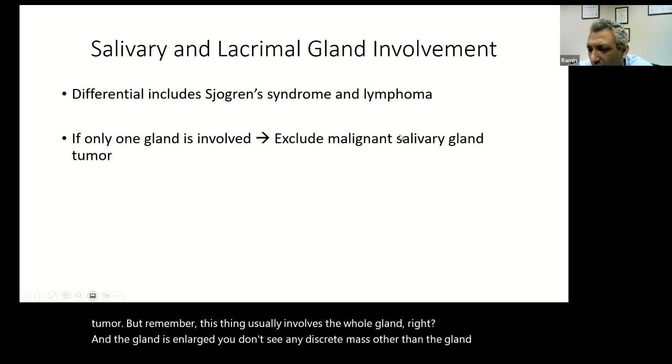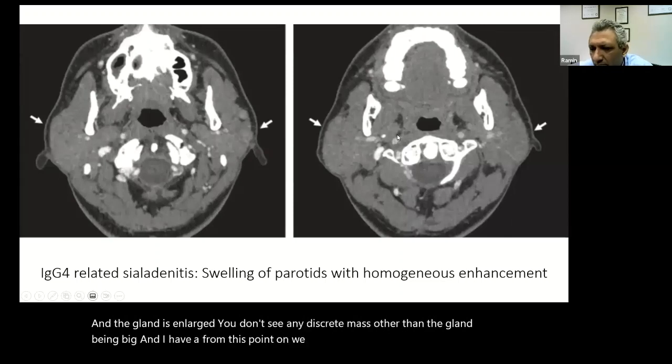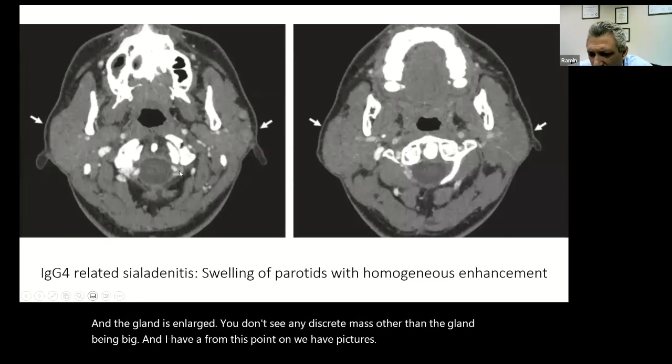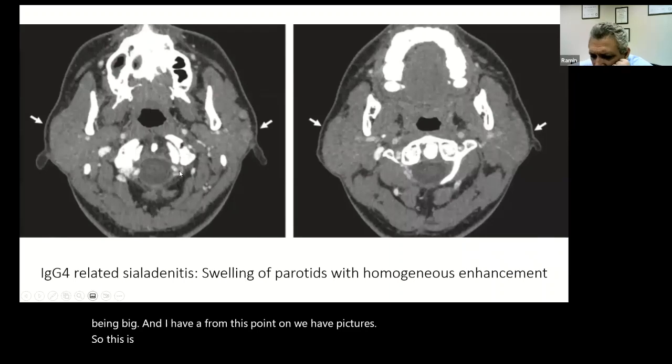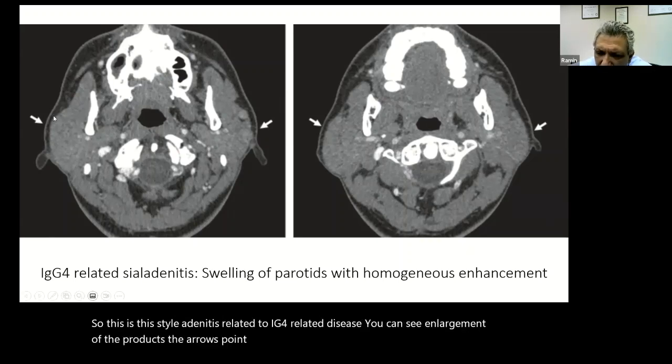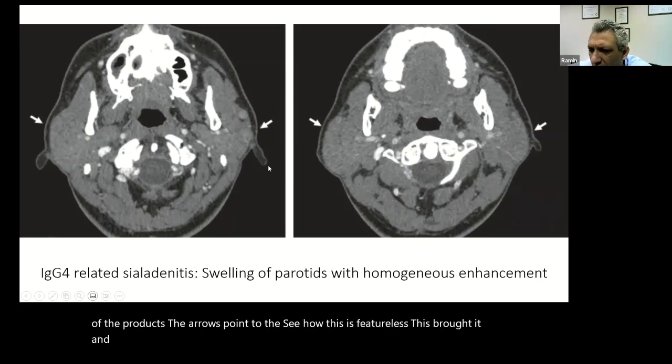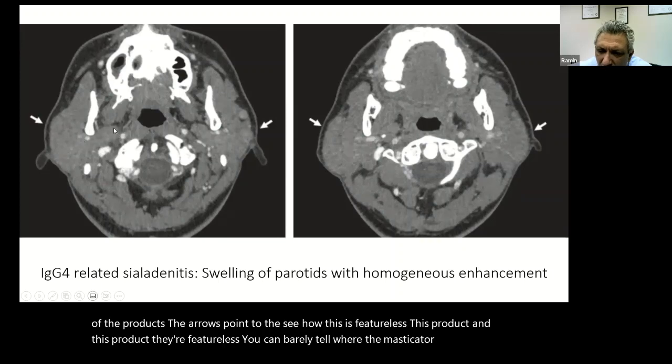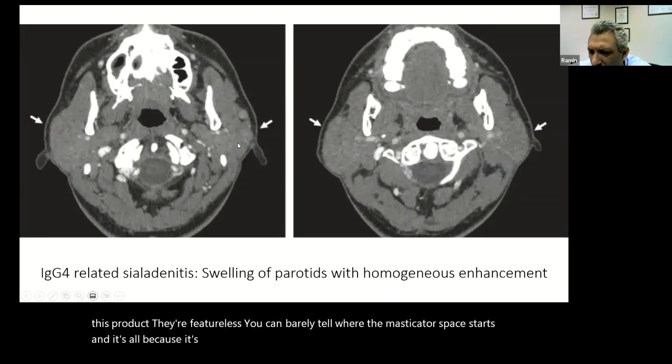And from this point on, we have pictures. So this is sialadenitis related to IgG4 related disease. You can see enlargement of the parotids. The arrows point to the, see how this is featureless? This parotid and this parotid, they're featureless. You can barely tell where the masticator space starts. And it's all because it's all infiltrated.